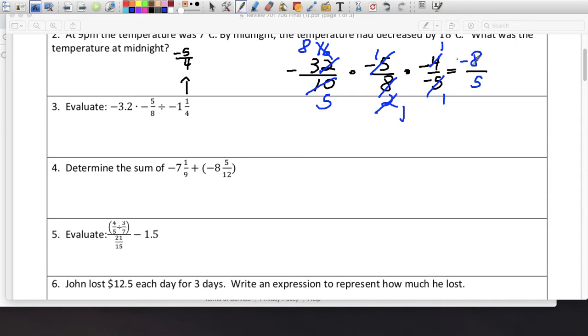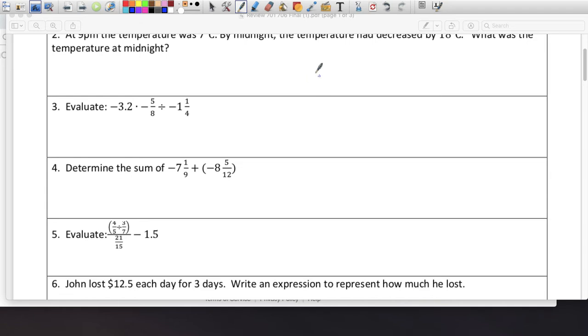On top, 8 times 1 times 1 is 8. So you can have some type of 1 and 3/5, and 3/5 is 0.6, so as a decimal it's negative 1.6. So your calculator was correct.